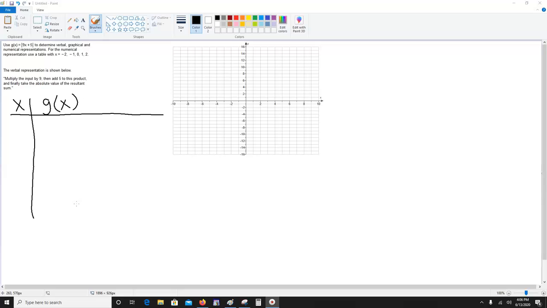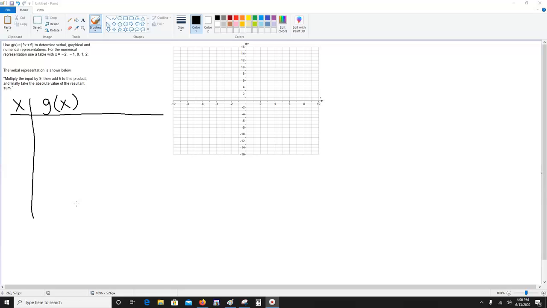How you translate your function is you're multiplying your x or input by 9, then you're adding 5 to that particular product, and then you finally take the absolute value of your sum. So that would be the correct verbal representation.